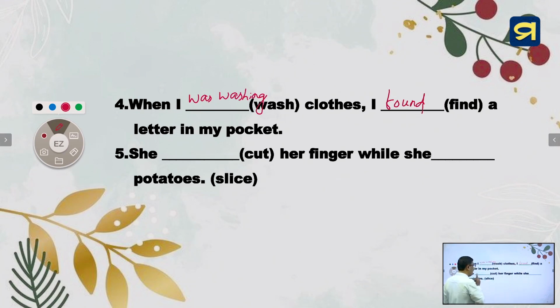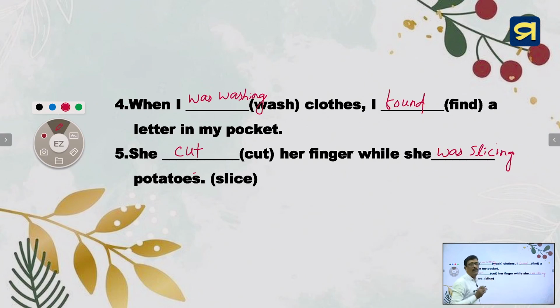Number 5. She cut her finger when she what? Slice potatoes. Very good. That means which action was in progress? This one. That means slice. Generally this verb is written in past progressive tense, and this action will be written in past simple. That means she cut her finger while she was slicing, S-L-I-C-I-N-G. When a verb ends with E generally, while putting the ing form, E is omitted.